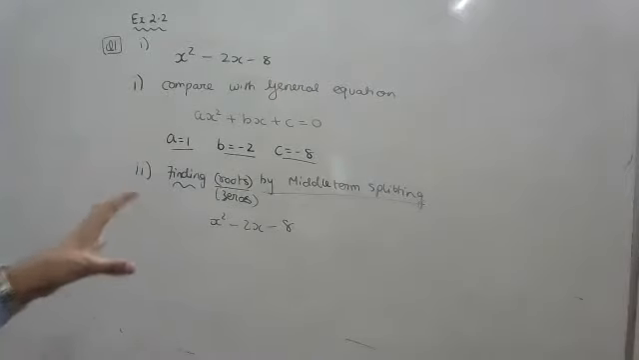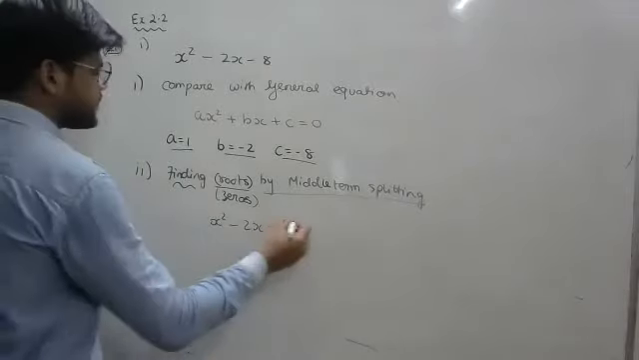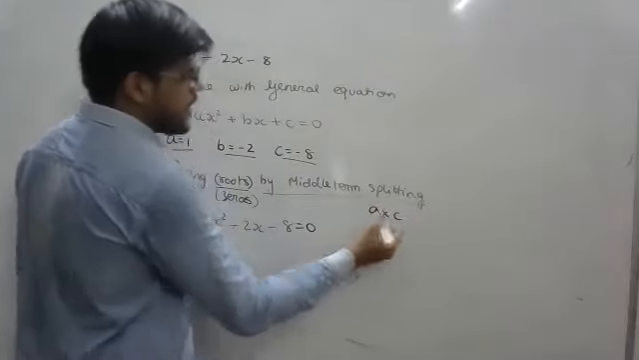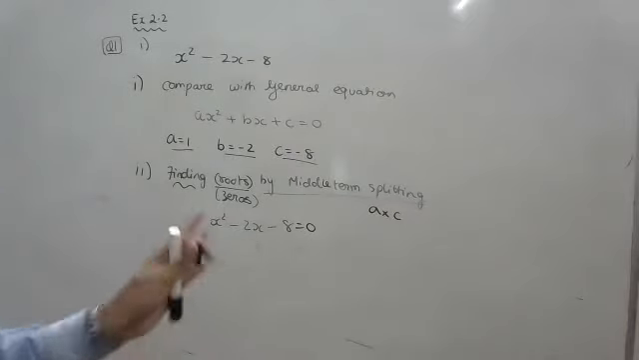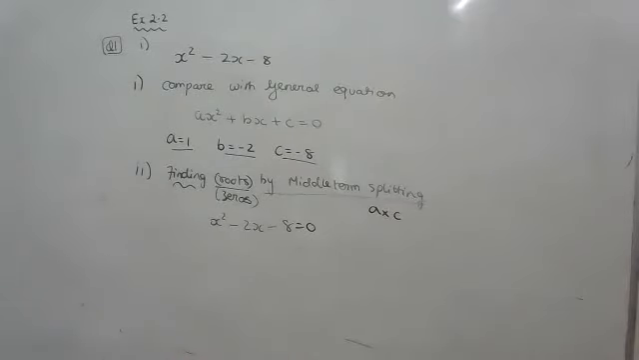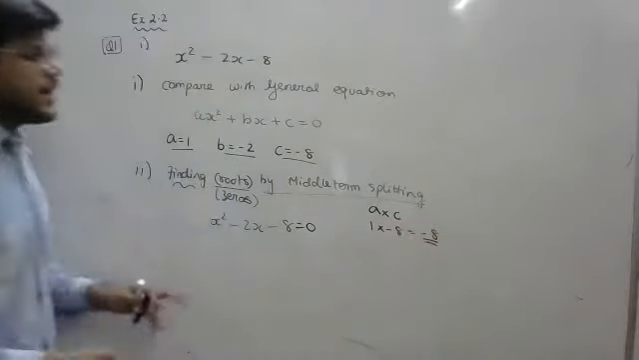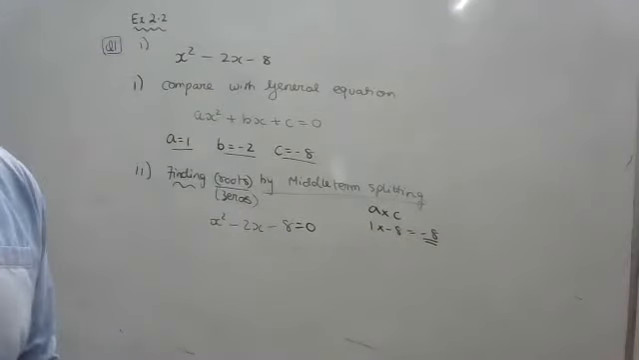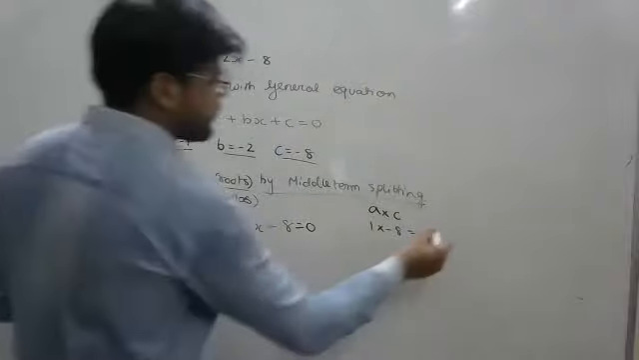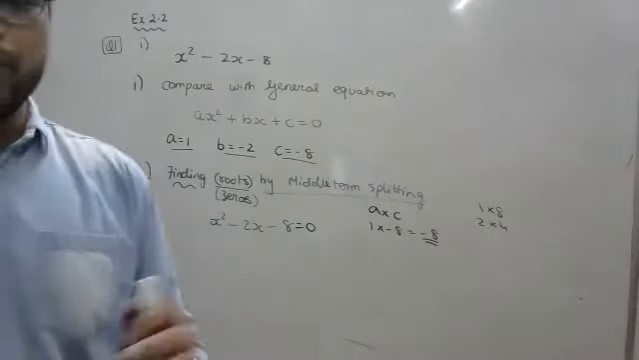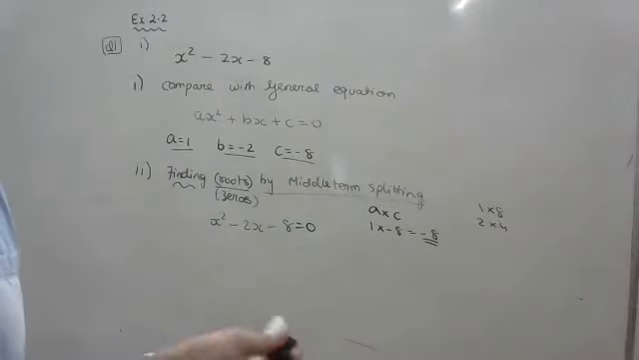Those who are good with middle term splitting, great. Those who are having a problem, I'm explaining the concept. What you have to do is multiply a and c, the coefficient of x square and the constant term. So you'll be getting 1 into minus 8. Now write the factors of this number. Factors of 8 will be 1 into 8, 2 into 4. That's all. 4 into 2 and 2 into 4 is the same, and 8 into 1 and 1 into 8 is the same.